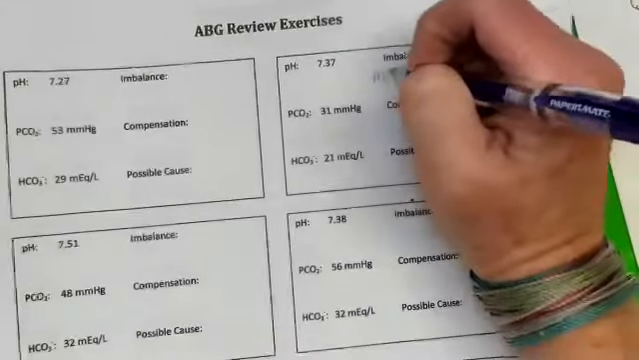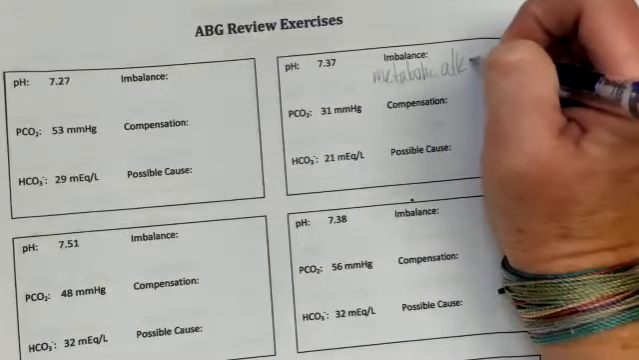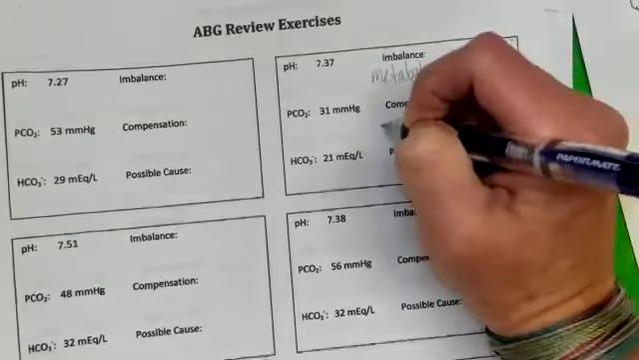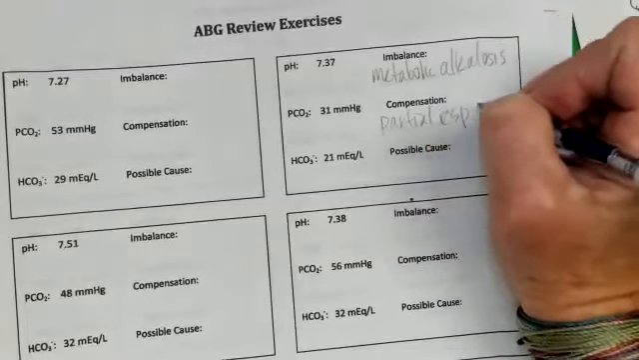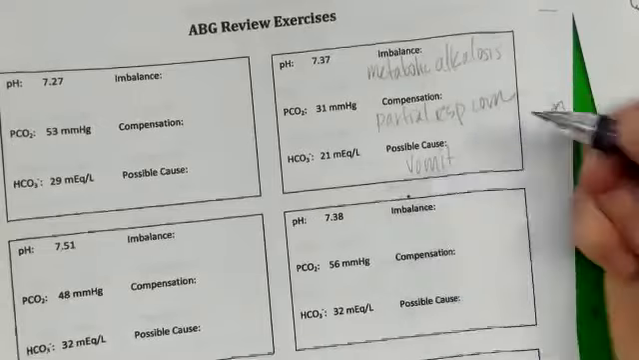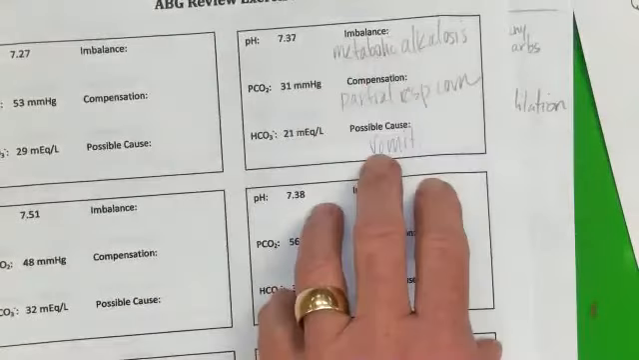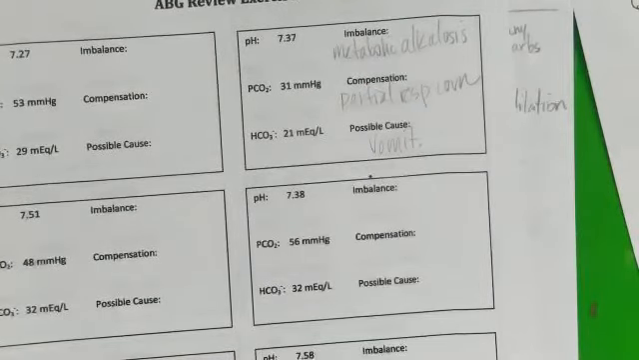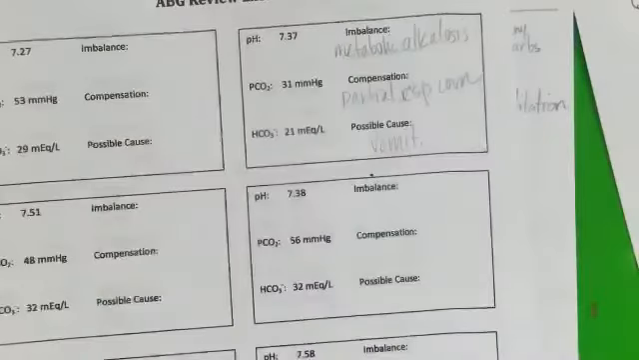So in here, you would put metabolic alkalosis. And then you would put partial respiratory compensation, and then you would put vomiting. Okay, so when you get in the habit of writing your answers like this, then when you come to the test, it makes it so much easier for me to grade, because it's all right there, all points, boom, boom, boom, and then I can grade it super easy.